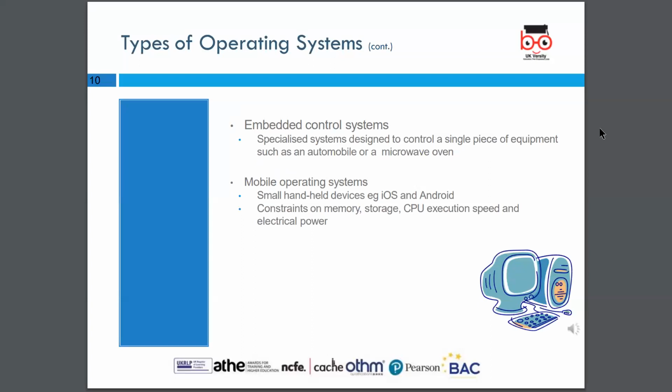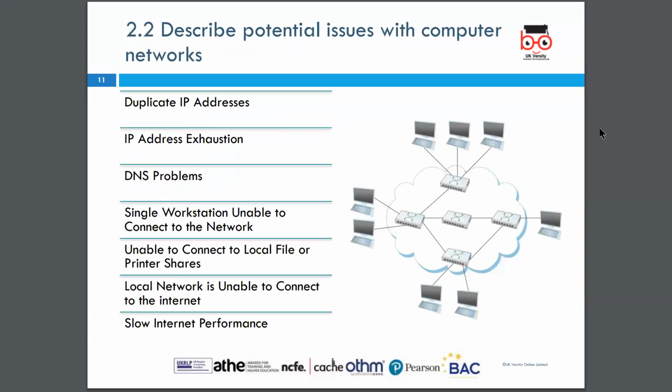Also, we have embedded systems where they're going to look into specialized systems designed to control a single piece of equipment, such as maybe automobiles or microwaves and ovens. Then we also have mobile operating systems, which are in our smartphones, and we're all familiar with this type of operating system.